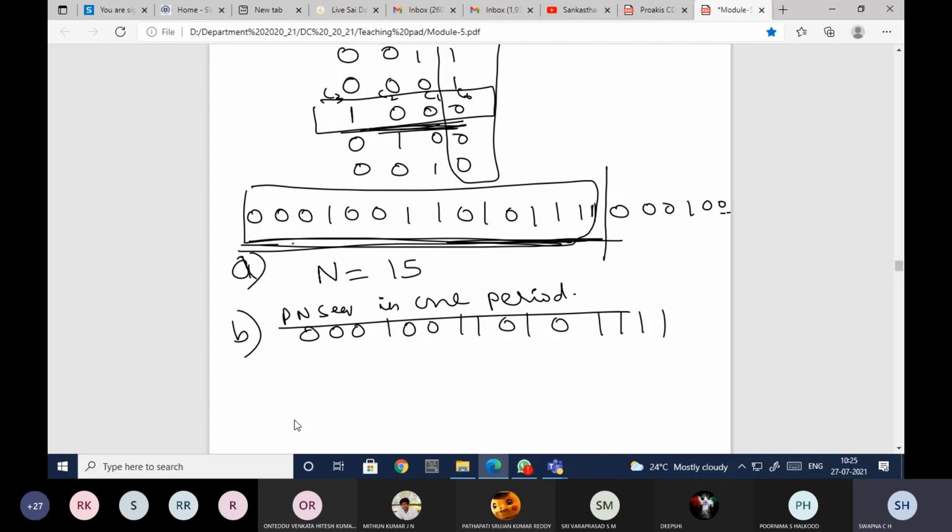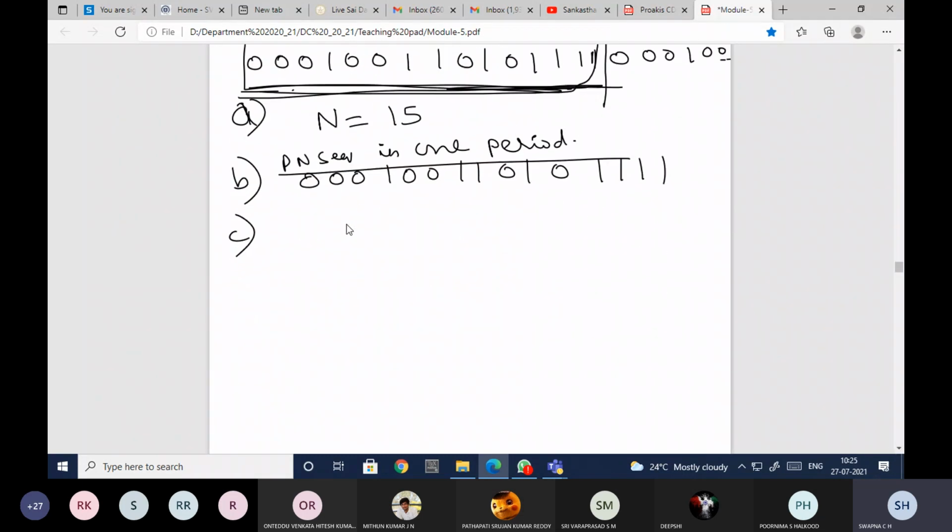One period. Okay, so this is the PN sequence. Now coming to the third one. The third one I have already explained to you. Your TH is nothing but 2 times TS. Okay, it means that in one hop you will be transmitting 2 symbols. That is what it means.